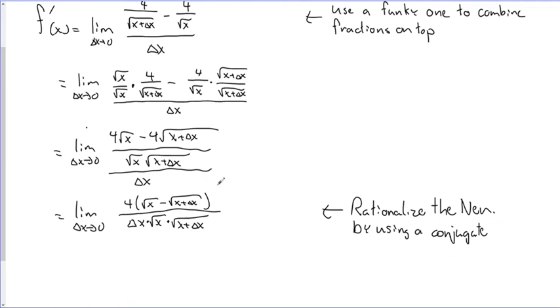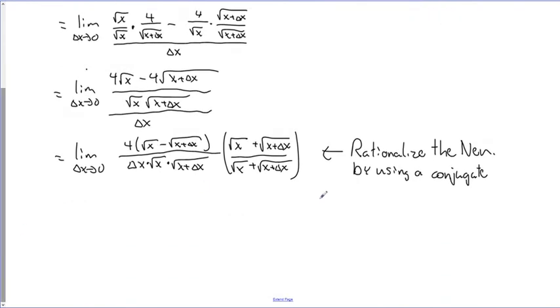And it's another funky one. So this one right here, I'm going to multiply by square root of x plus square root of x plus delta x over the square root of x plus square root of x plus delta x. I have that. That's my multiplication here. And remember, a plus b times a minus b is equal to a squared minus b squared.